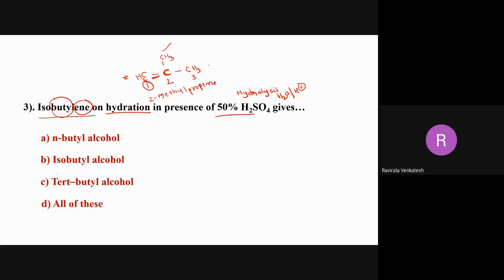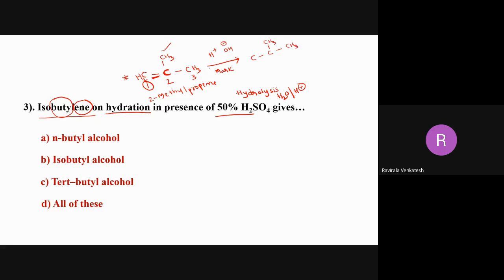Now I have to strictly follow the Markovnikov rule. Now do the addition reaction here, H plus and OH minus. Now go for Markovnikov rule. Now tell me the name of the product. Tertiary butyl alcohol we are getting? Very good. That will be tertiary butyl alcohol.